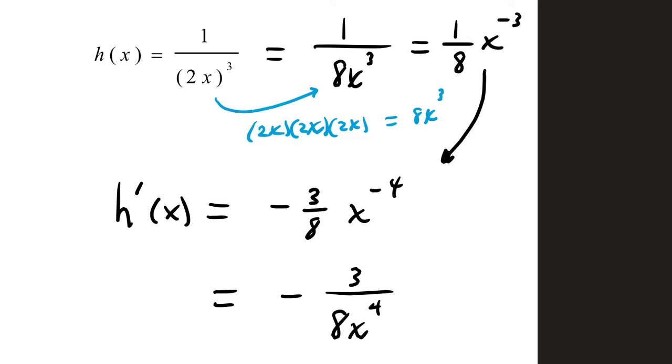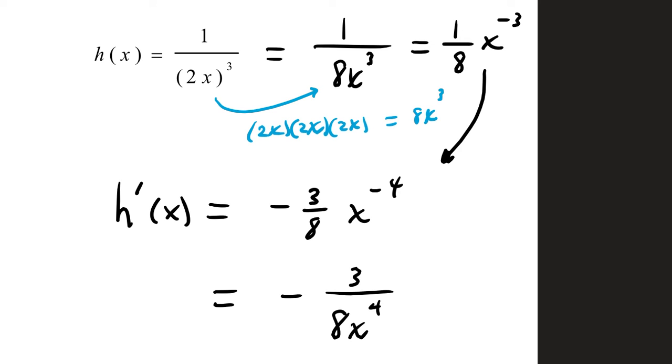In the next example, we have h of x equals 1 over (2x) quantity cubed. So that 3 applies to the 2x all the way. Now, what I'm going to do is actually use the exponent property. If you multiply 3 2x's together, 2 times 2 times 2 is 8. x times x times x is x cubed. So this denominator is also 8x cubed.